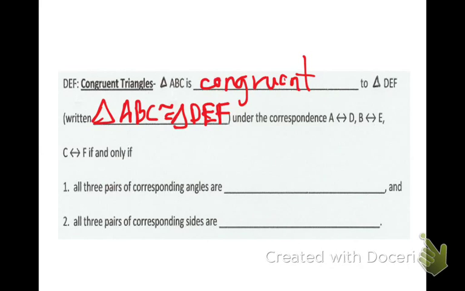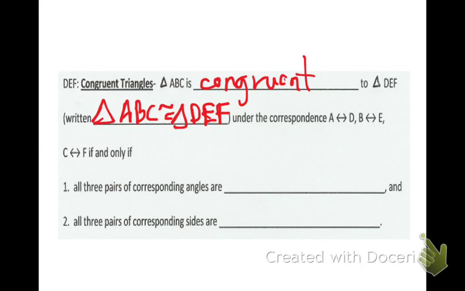Okay. Under the correspondence where A corresponds to D, B corresponds to E, and C corresponds to F. I know those points, those vertices, correspond because of the order of the letters. If A is the first letter in the first triangle, and D is the first letter in the second triangle, that means A goes with D. B corresponds to E, C corresponds to F. The order of the letters matters. Okay, that's how you match up the corresponding parts.